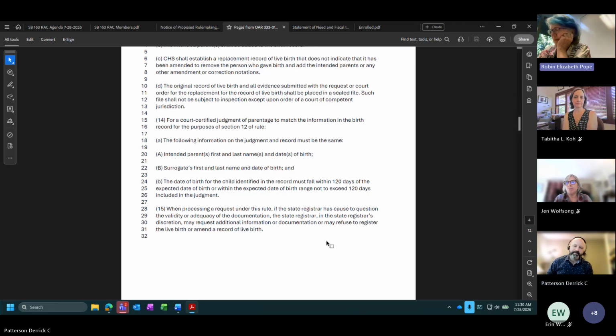Robin: Thanks. That would tie in with if you deleted 12 and 13, then presumably, because this says for the purposes of section 12, if we delete section 12, we would delete 14 also. Or if we're going to adopt something like what Jen Wolfsong suggested, sort of a little catch-all in case there is a mistake, then you would have to see how this still fit in. Thank you. Other questions or comments on 14?